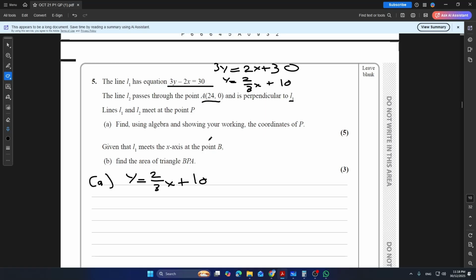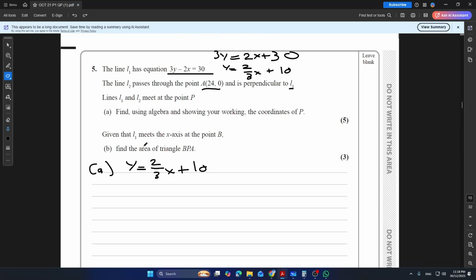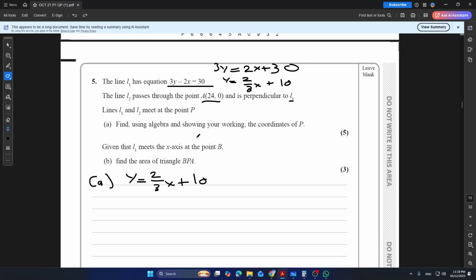And we know that line L2 passes through the point A and is perpendicular to L1. Okay, so how to find the line L2 equation? First thing, we know that they are intersecting. We need to find P. P is where the two lines L1 and L2 intersect. And if we are finding the intersection, we need to make the two lines equal. But I don't have an equation for L2, so I need to get the equation for L2. We have L1, which is this. This is our equation for L1.